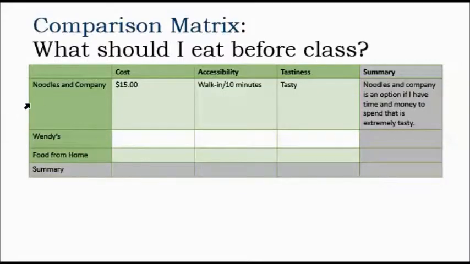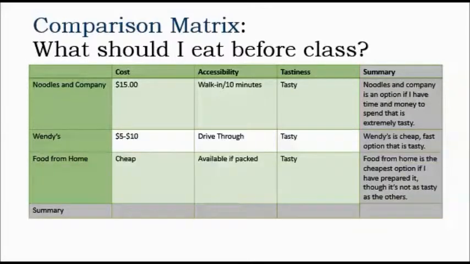The first thing that you want to do is have the students fill out the first row. So the cost of Noodles & Company is $15. The accessibility is walk in, it takes about 10 minutes, and it's super tasty. So my summary is Noodles & Company is a tasty option if I have time and money to spend. And then you'll have your students fill in the other rows that you have.